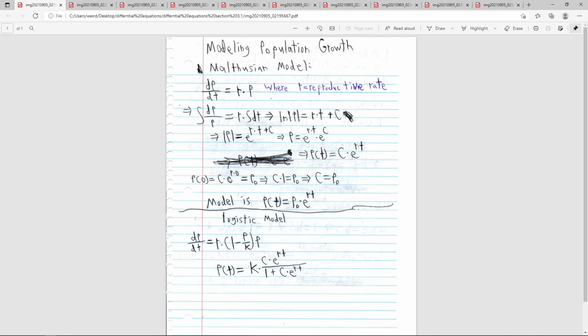And P of 0 equals C times e to the r times 0, which is equal to P of 0 also. So our initial population is P0 when time equals 0. So C times 1, because e to the 0 is 1, equals P0, so just C equals P0. So we could write this model for a couple of problems right away as P of t equals P0 times e to the rt.